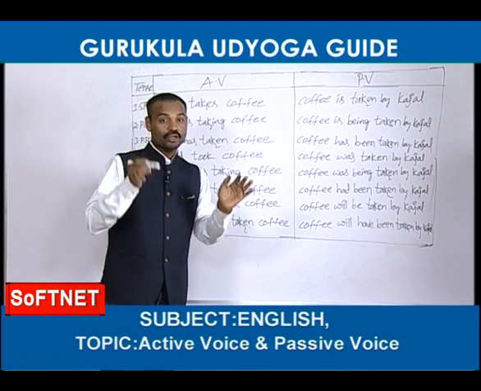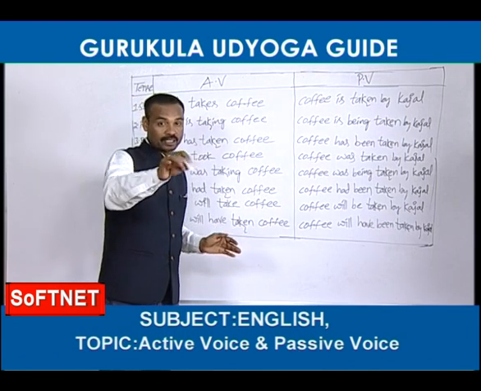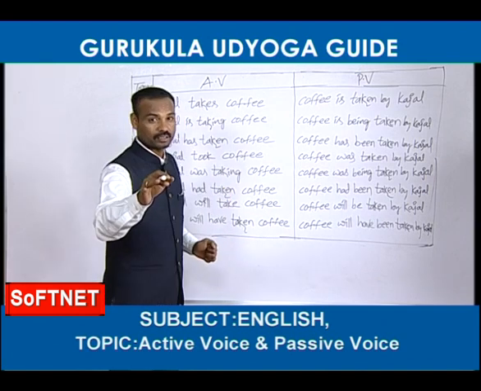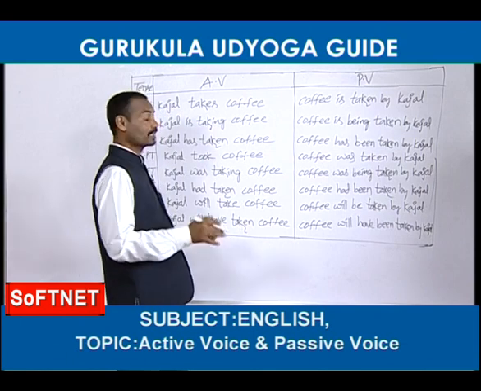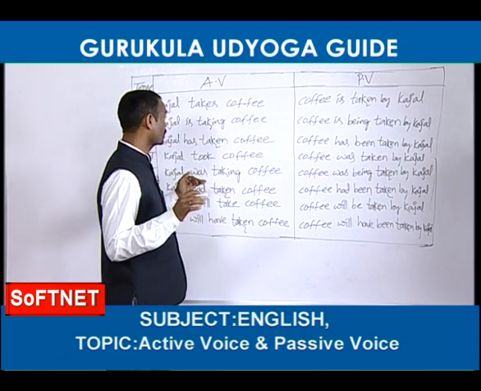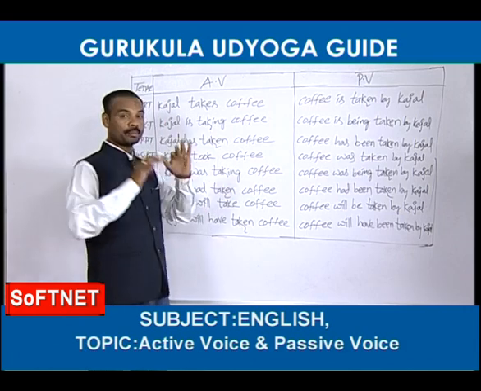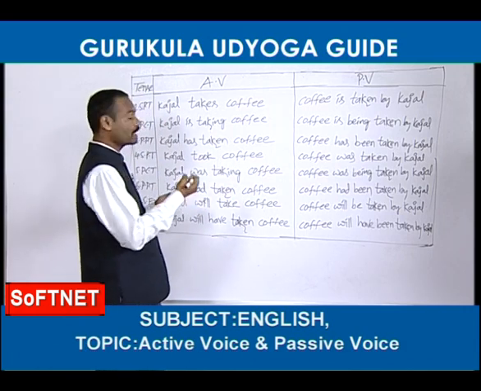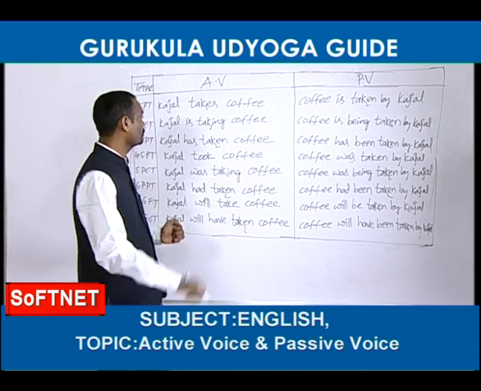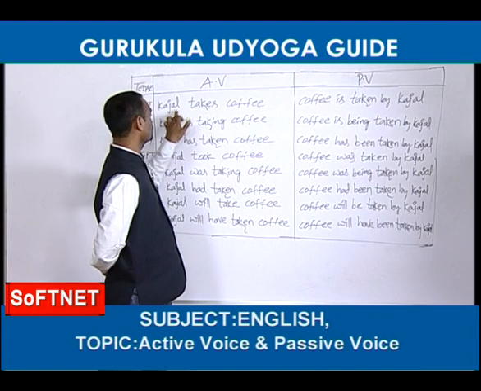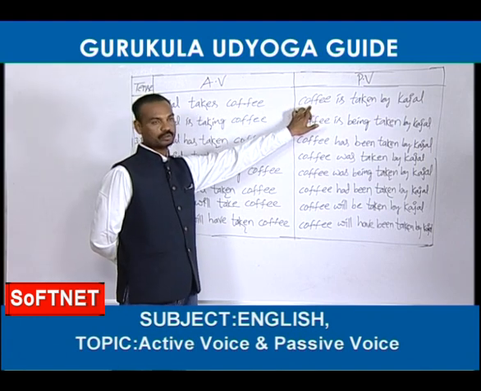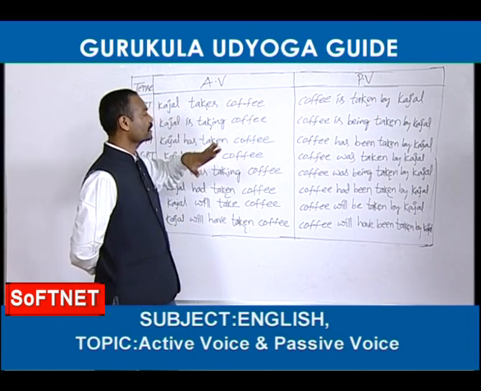See friends, when I was explaining how to find out subject and object, you were feeling a little bit bored, but now you came to know how important it is. So now I am not going to explain how to find out subject and object. I have explained very clearly in the previous class. So this is the subject, this is the object, this is the verb. Passive voice should be started with object. So coffee is the object here.